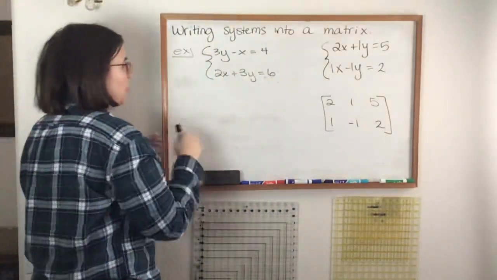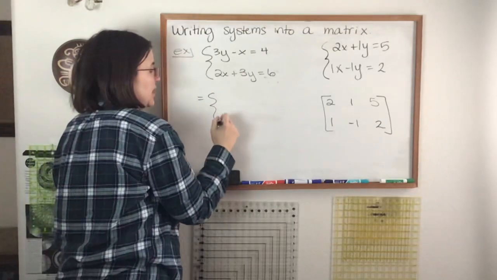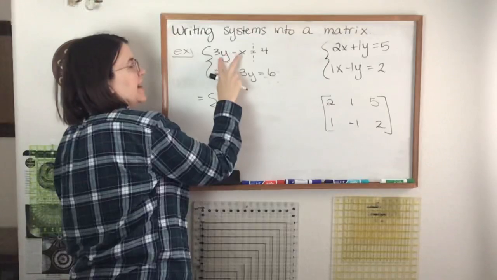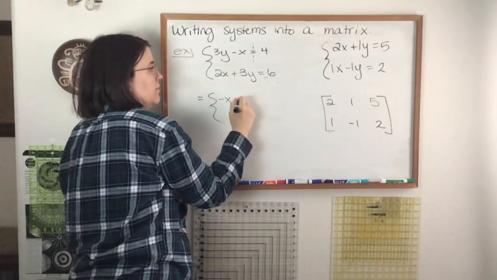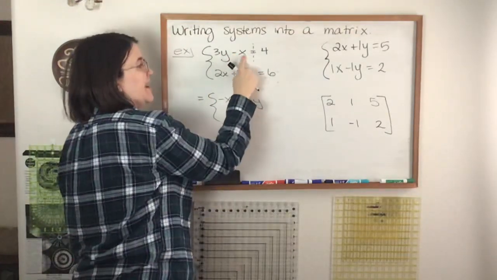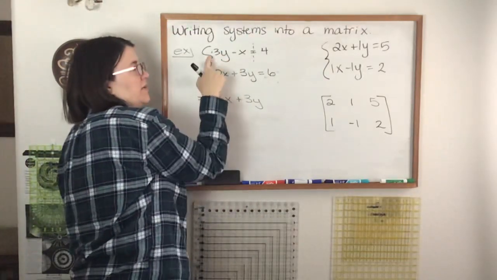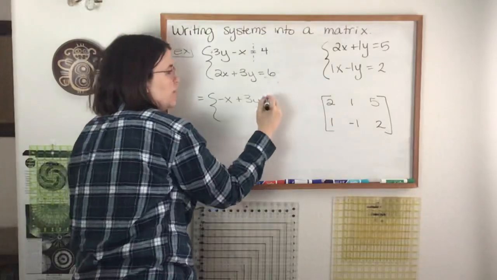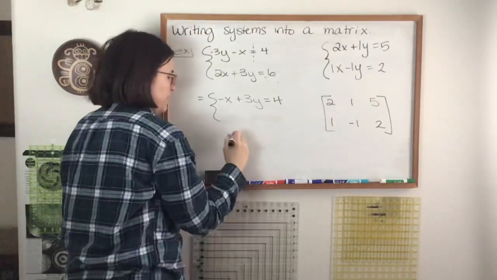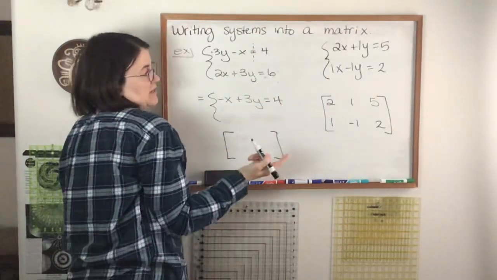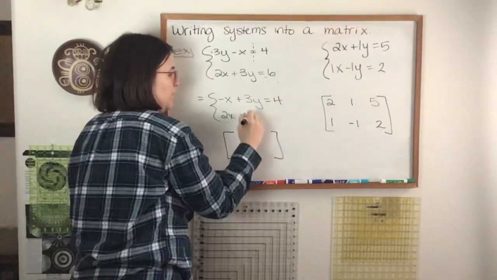So what I'm going to do, I don't need to actually add or subtract. Because they're on the same side of the equal sign, I can just exchange them. Now notice the negative comes with the x. The 3y doesn't have a sign, so it's got a little invisible plus in front of it, so it's really plus 3y equals 4. And then 2x plus 3y equals 6 is already in the right order.